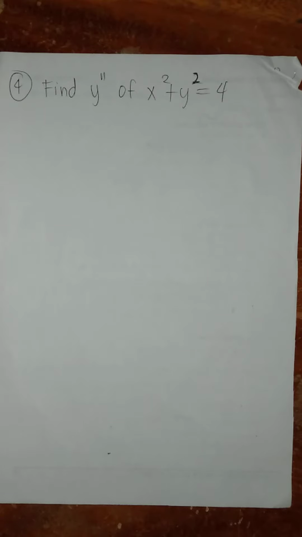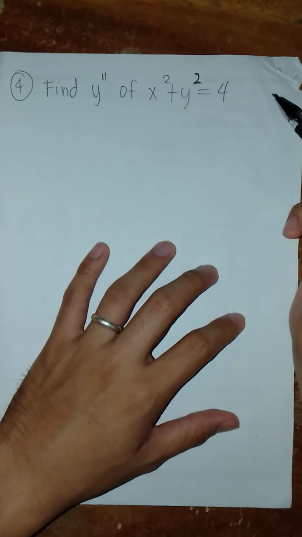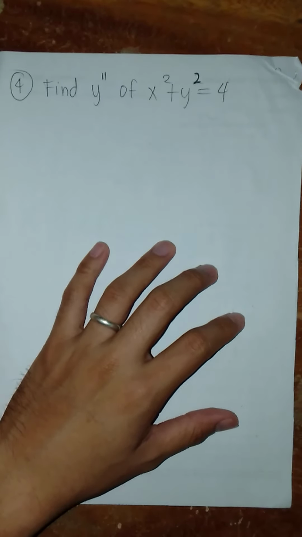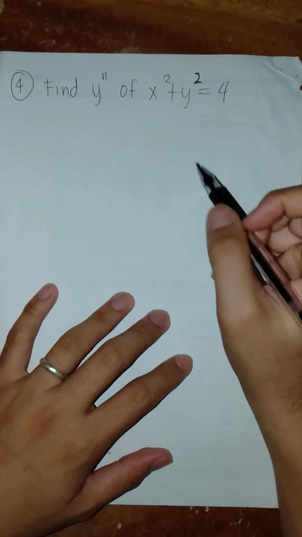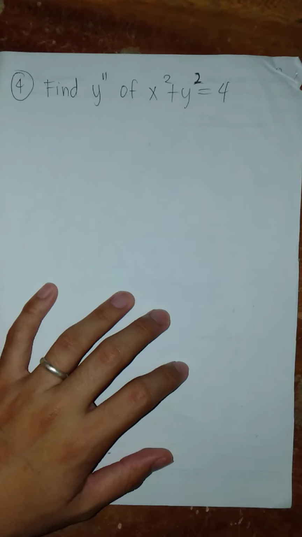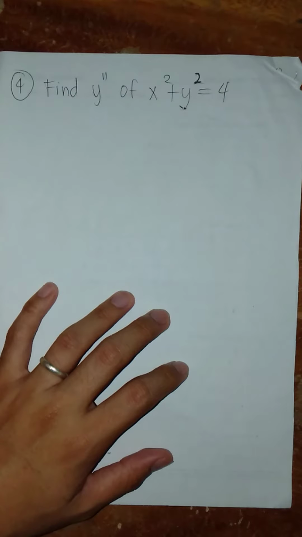Ang function natin is x squared plus y squared is equals to 4. Find the second derivative of this function. Pag sinabing second derivative, dalawang beses natin i-differentiate or di-derive tong function na to. First thing, differentiate natin. First derivative. Actually dito, you can solve this using implicit, pwede ring normal, kasi pwede mong ma-isolate yung y. Pero for discussion purposes, let's try to solve this implicitly. Implicit yung gagamitin natin.